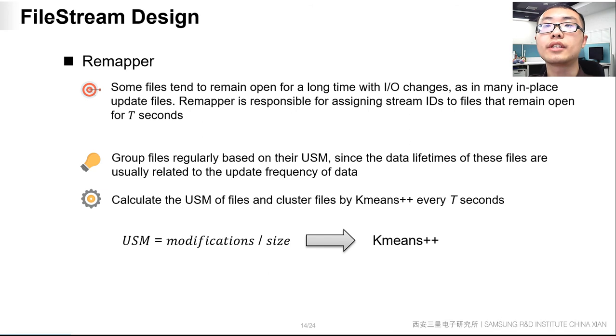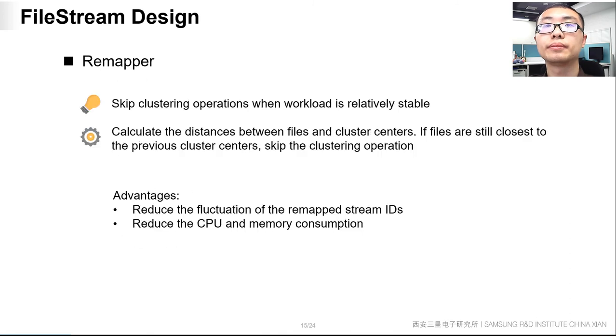Next, remapper. Some files remain open for a long time, as in many in-place update files. They may face the changes of workload stress. Remapper is responsible for reassigning stream IDs to non-opened files regularly. As I mentioned before, the data lifetimes of these files are usually related to the update frequency of data, and we propose USM. We cluster files based on their USM by keys every t seconds. As the update frequency changes, the file will be remapped to a corresponding stream.